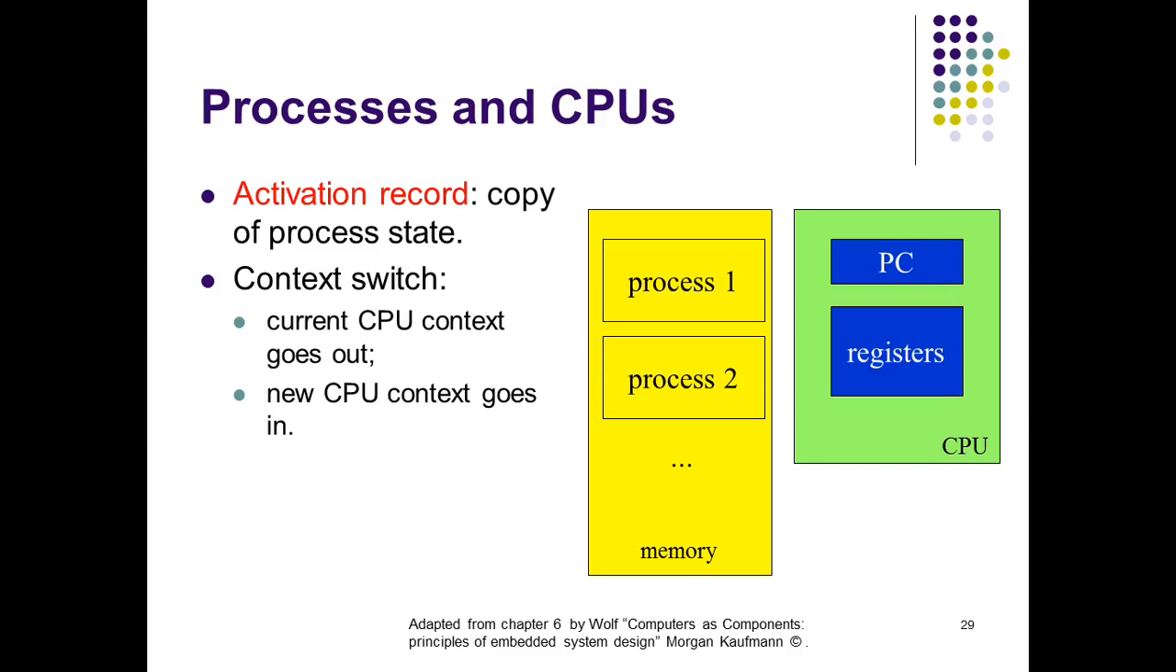A couple more things we need to cover, which are really just terminology now. An activation record is just your current copy of your process state. The context switch involves the state of the current CPU and all of its registers, including the program counter, having to be stored into an activation record in memory. The context switch then says, I'm going to take a different process and load that into the registers and the program counter.